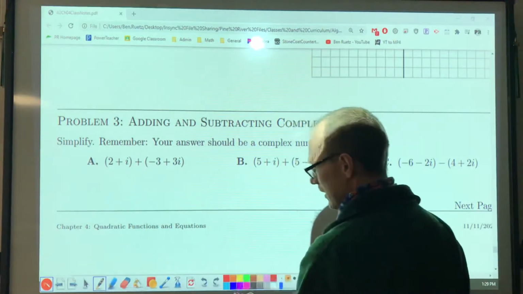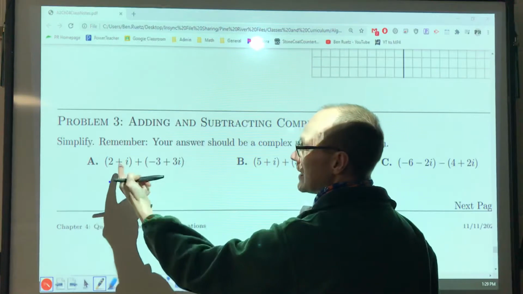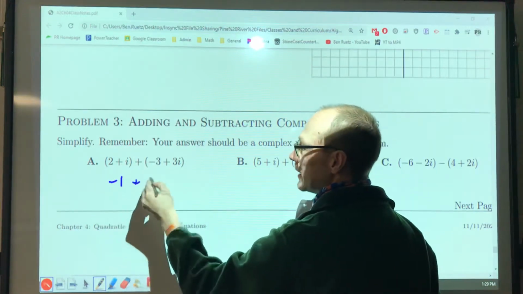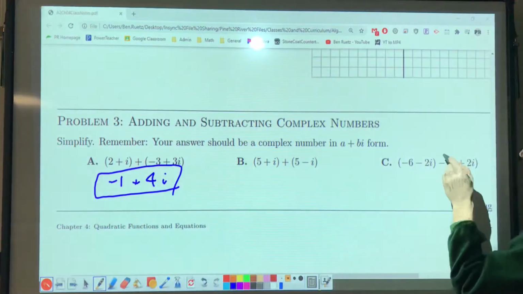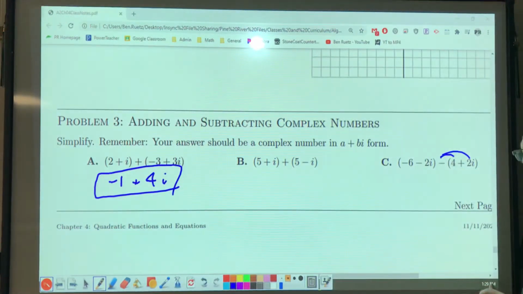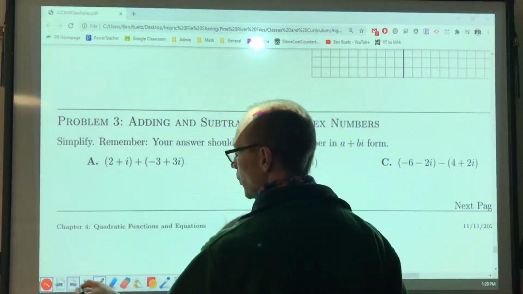For these right here, we recognize that 2 plus negative 3 is negative 1. i plus 3i is 4i. That's all there is to it. If you're subtracting them, make sure you distribute the negative sign through and you're good to go. So those should be pretty straightforward for us.